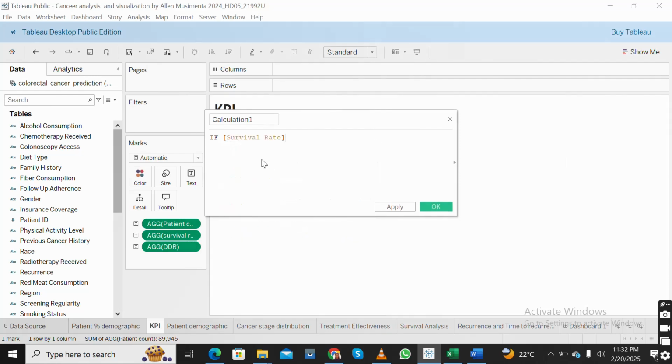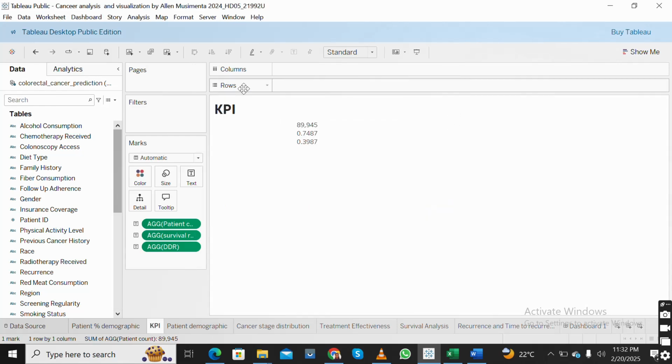If the survival status is equal to survived, then let's call it 1, or else let it be 0. If they don't survive, then it gives it a 0. So after obtaining all that, we gave it a name, because you have to give a name to that calculation. I gave it survival rate.